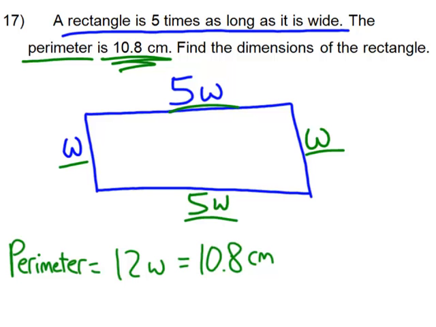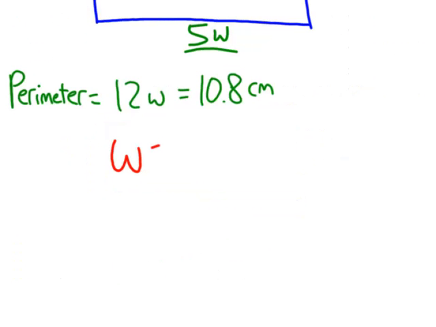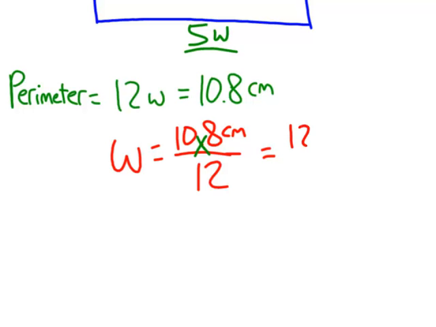I know that I need to divide both sides by 12 here, so I'm going to go ahead and divide. W equals 10.8 centimeters over 12. And here's the mental math part. I'm going to temporarily ignore that decimal point, and I'm going to look at that top 108. Is 108 divisible by 12? Well, I'm not sure, but it's close to something that I know is divisible by 12. 108 is not too far off from 120, which I know is divisible by 12.